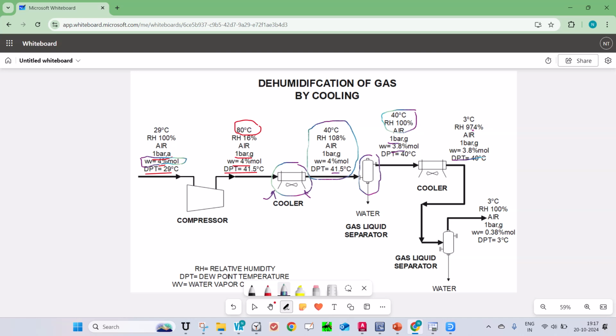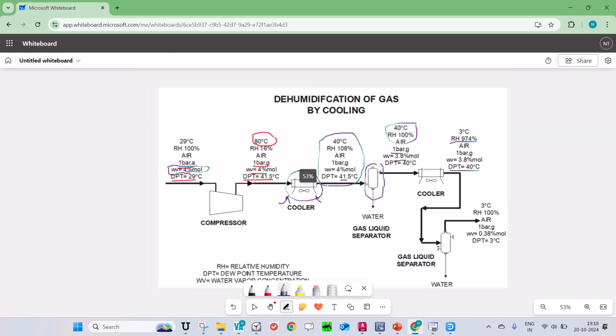So when I pass this gas through the vapor liquid separator, or I should just correct it: if I'm reducing the temperature of the gas below the dew point temperature of 40 degrees C, there will be water coming out, and that's why the relative humidity is showing in that calculator to be 974%.